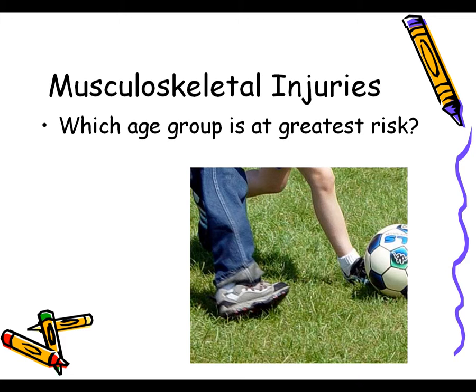Okay, musculoskeletal injuries. Which age group do you think is at the greatest risk? Because I know you already had this in class, you know it is the older pre-adolescents and adolescents because of the higher level of athletic activity and greater body mass. Often at play and during participation in sports and recreational activities, and also trauma. Accidents and injuries may be caused by immature cognitive development, increased mobility, and immature or underdeveloped motor skills.